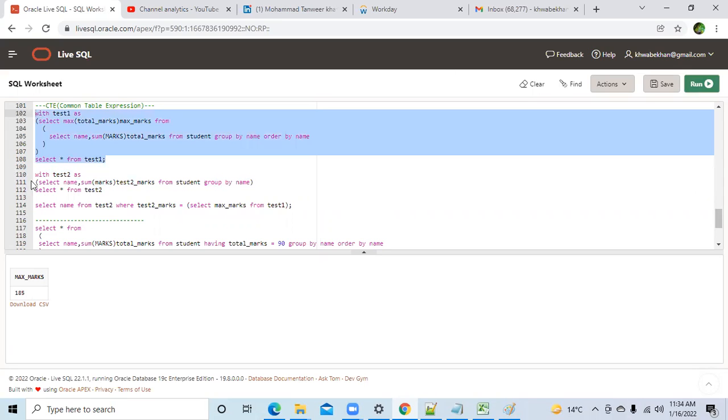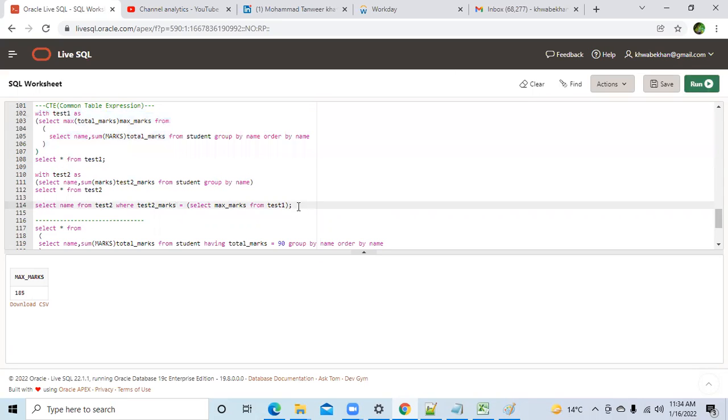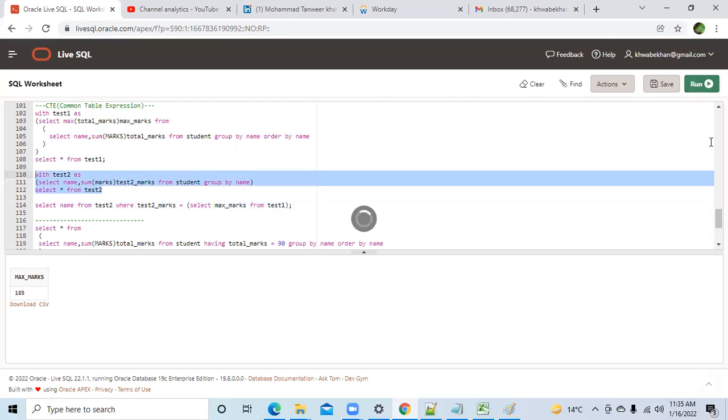Now here in this third query, look into this query and tell me what I am doing here. Apply your brain and tell me. From test 2 we are fetching the name, and from test 1 we are fetching the maximum marks. Perfect. In the test 2 bucket, I am fetching the name, but I have given an alias.